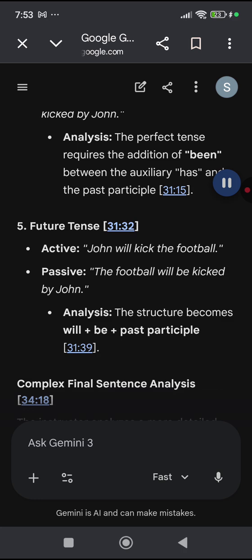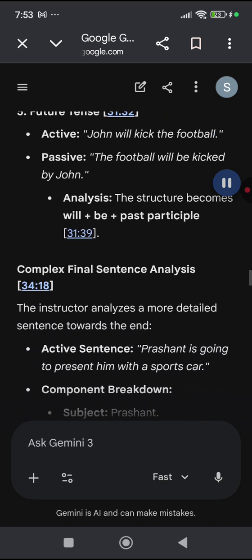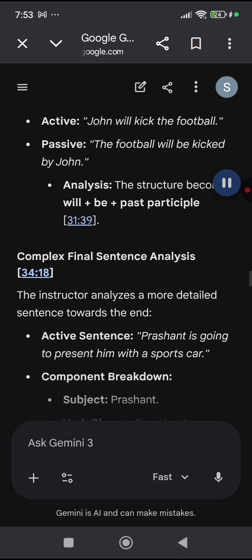5. Future tense. Active: John will kick the football. Passive: The football will be kicked by John. Analysis: the structure becomes will plus be plus past participle.